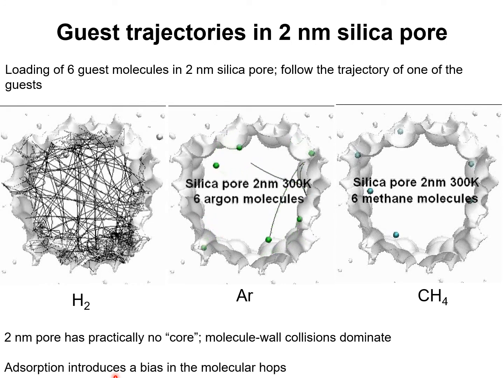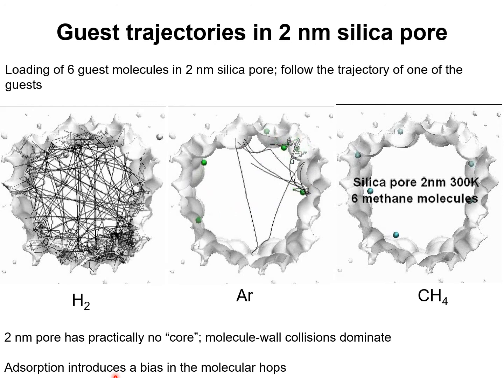Here we look at argon, which is more strongly adsorbed than hydrogen, and we note some differences with the trajectory followed by hydrogen, in that argon has a tendency to stay closer to the surface and occasionally gets reflected from the pore wall and enters the central region.